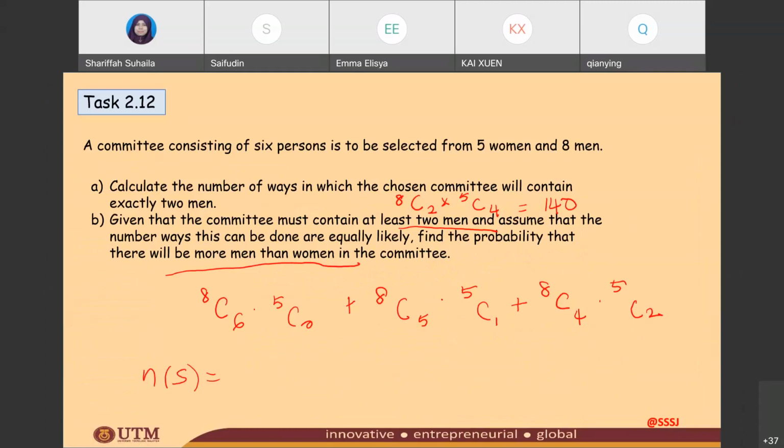The number of your sample space all together, you will have 5 plus 8. So you have 13 choose 6. Okay, so get the probability. Double check, it is about 0.5902 or 0.5907. Try calculating. So this one gives you 13 choose 6, so 17... 16, yeah.